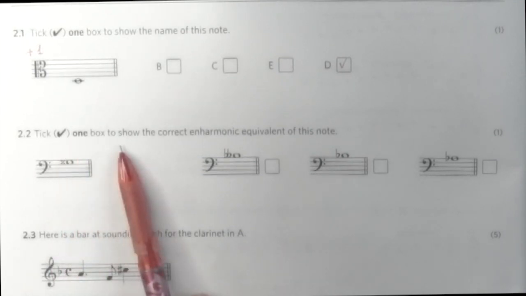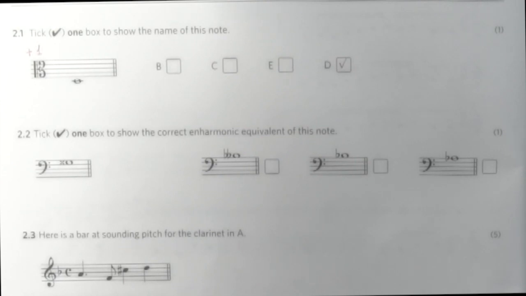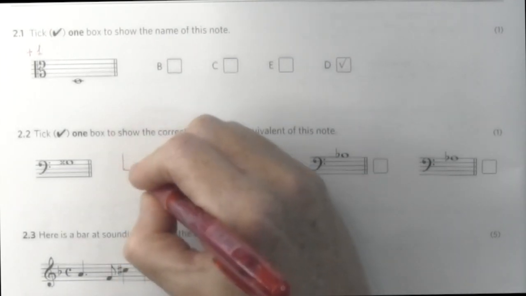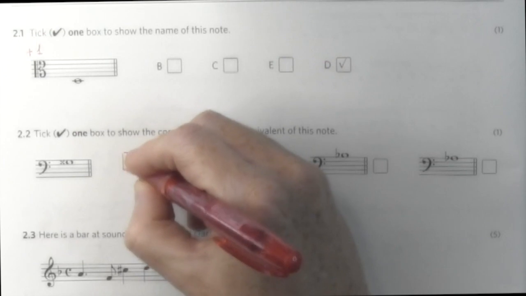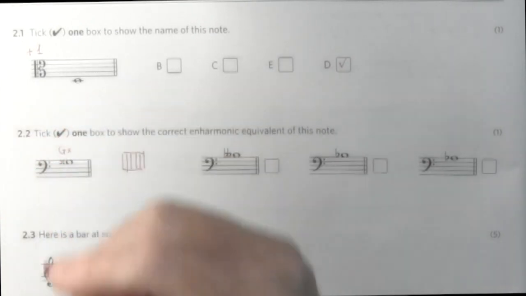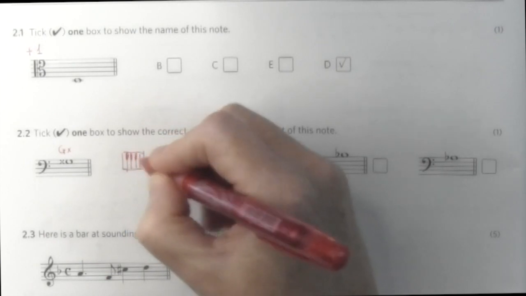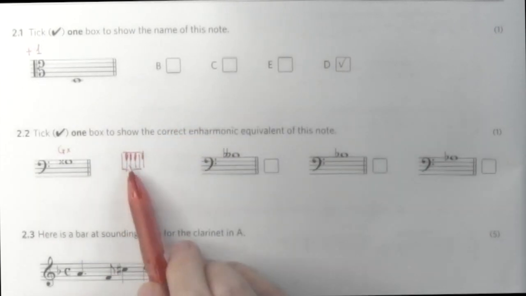In the second exercise, we need to tick the box that shows the correct enharmonic equivalent. Now, the enharmonic equivalent is the note that has the same sound as another one, but another name. And we must use accidentals for that. And I will write the keyboard here. So this is G sharp, G double sharp, okay? So I think I need this. Okay. G sharp, double sharp.